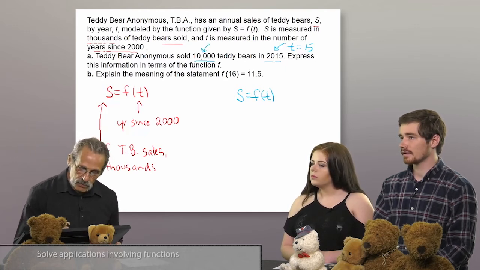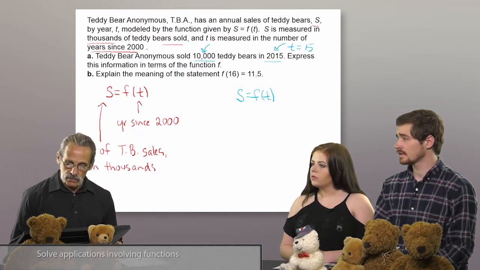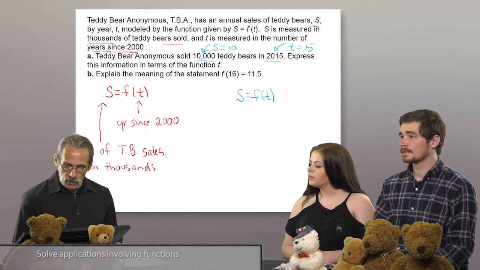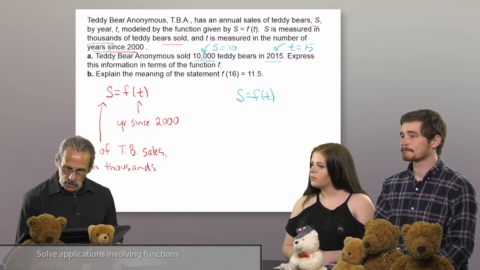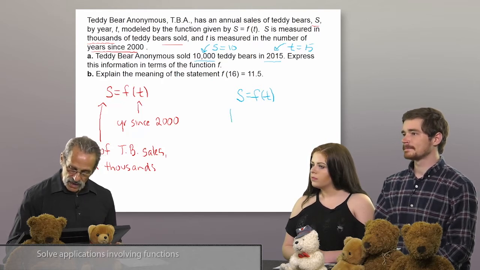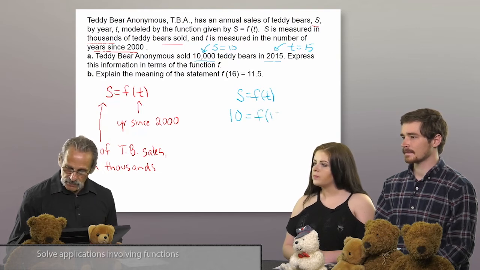But the way it's measured, it's measured in thousands. So it would be 10. Very good. So the value of S is actually 10. If I write S is equal to 10, beautiful, that's equal to f of what? f of 15. Very good.